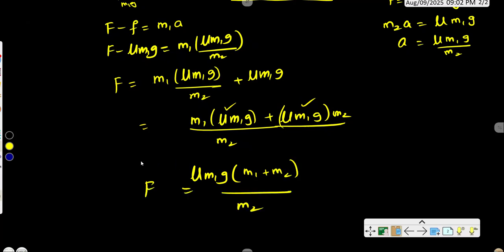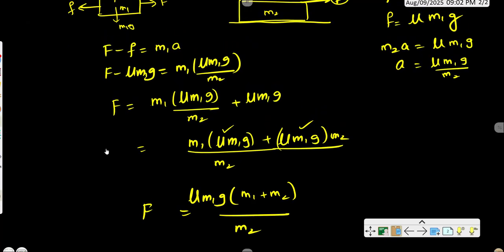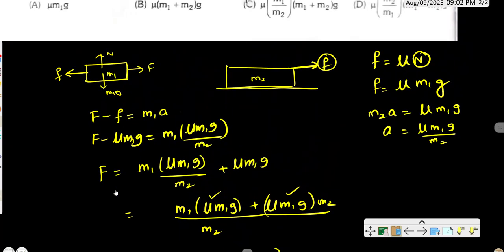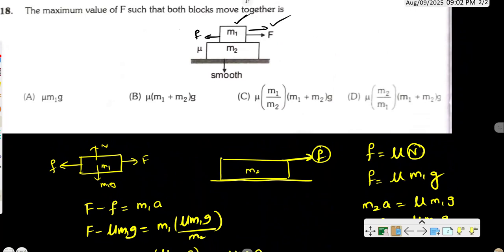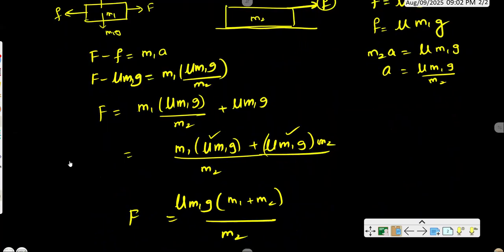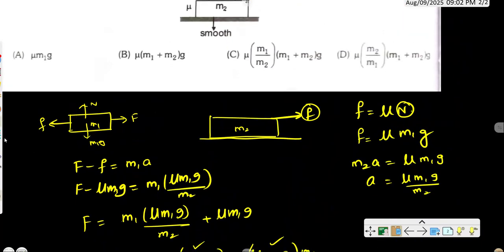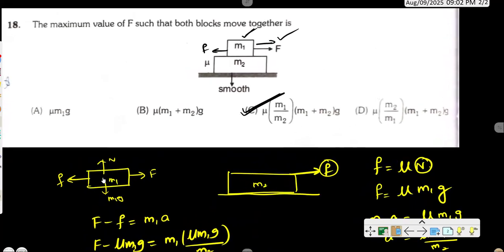This is my applied force. This much force is what the body can bear. If the force is more than this, the bodies will try to fall down. So the answer for this question would be F is equal to mu M1 by M2 into M1 plus M2 into g. That is, the third option is the answer for this question. This is correct: mu M1 by M2 into M1 plus M2 into g.